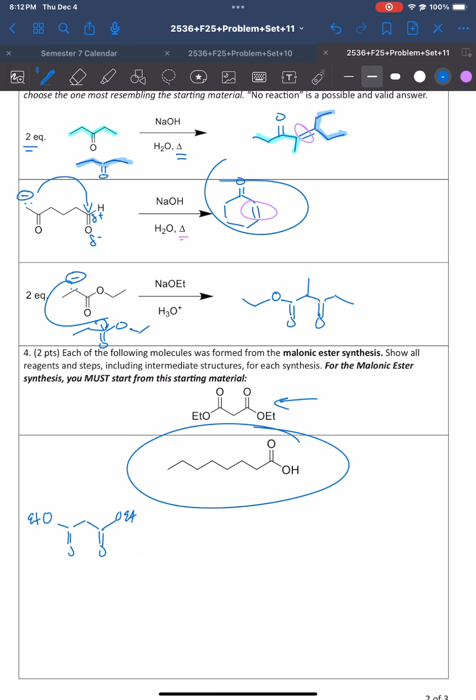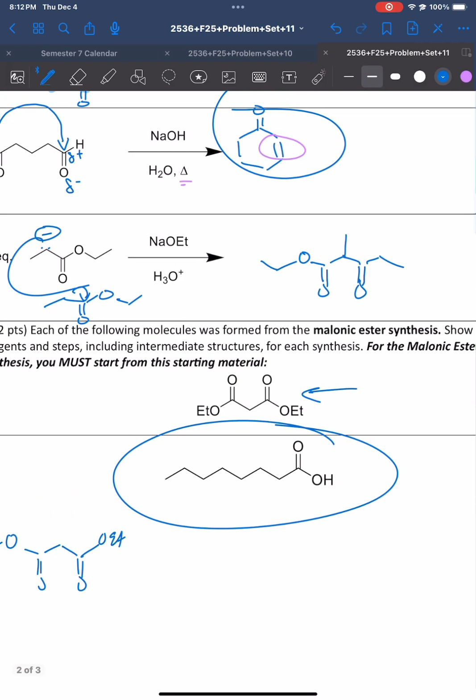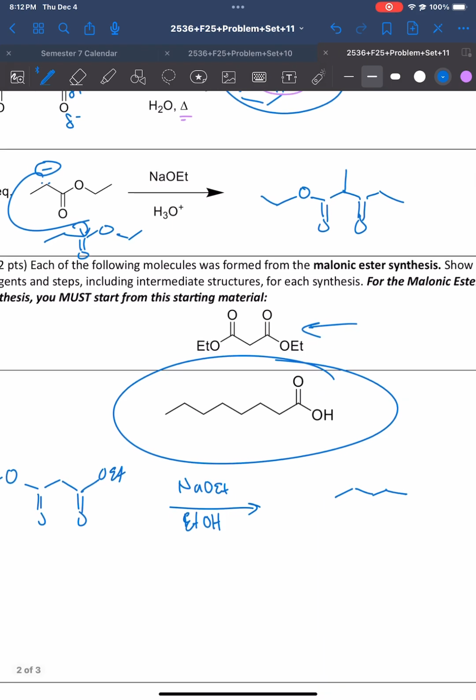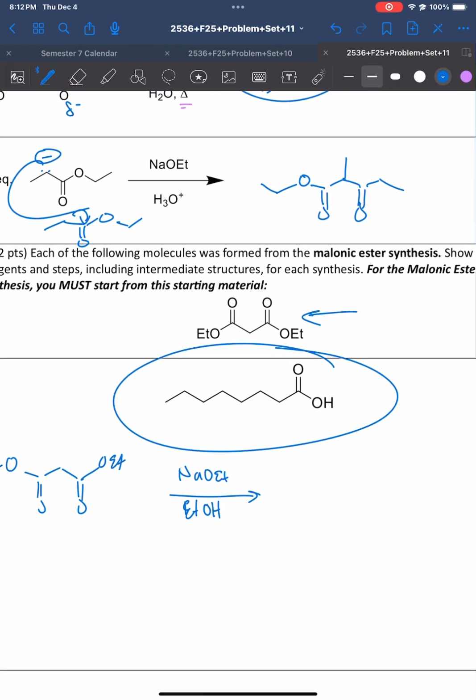And the first thing you always want to do is react it with this NaOEt and ethanol. So it's going to look like this. This is the reagent, NaOEt, EtOH. And what that's going to do is form the negative charge at the, I messed that up, negative charge at the alpha carbon.